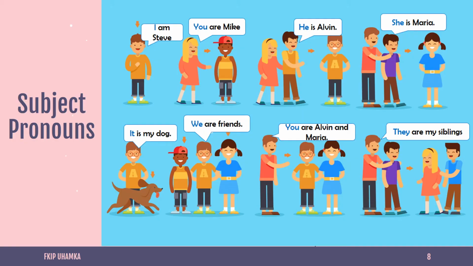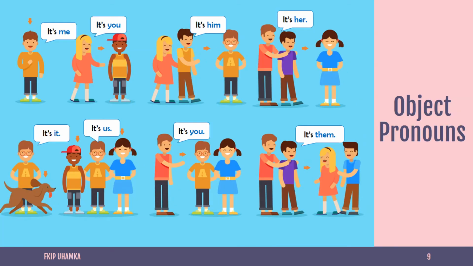Alright, if you are wondering about what subject pronouns are, so I am showing you all of the subject pronouns. We have I, you, he, she, it, we, you, and they. And as you can see, all of the pronouns are used as the subject. Okay, that's why they are called subject pronouns. Meanwhile, in these examples, we have me, you, him, her, it, us, you, and them that are called object pronouns because, as you can see, they are used as object in the sentence. That's why they are called object pronouns, of course.